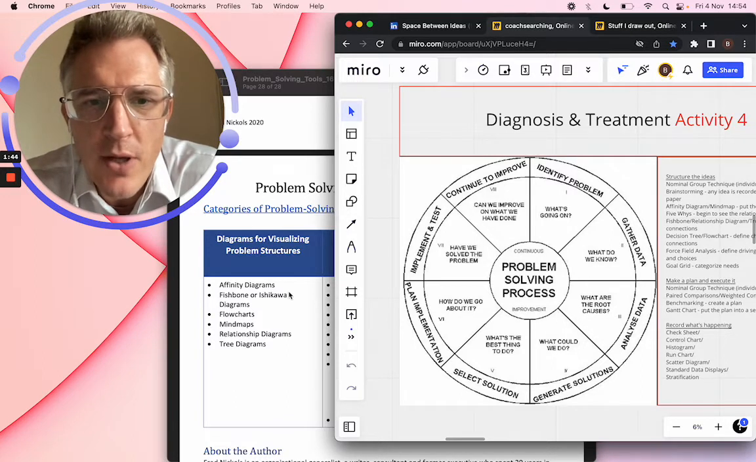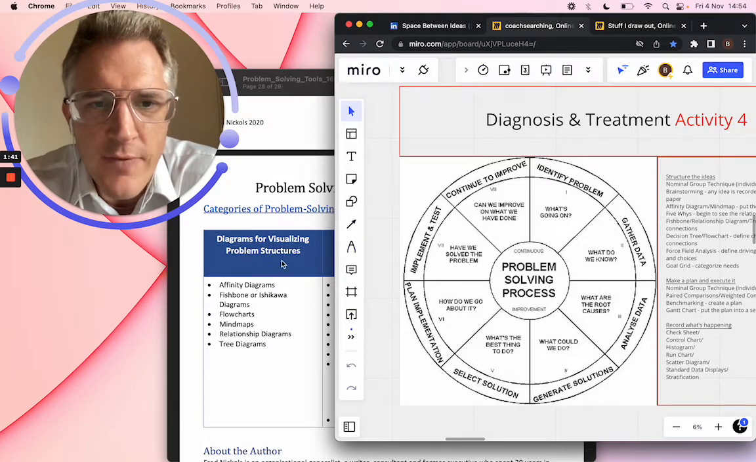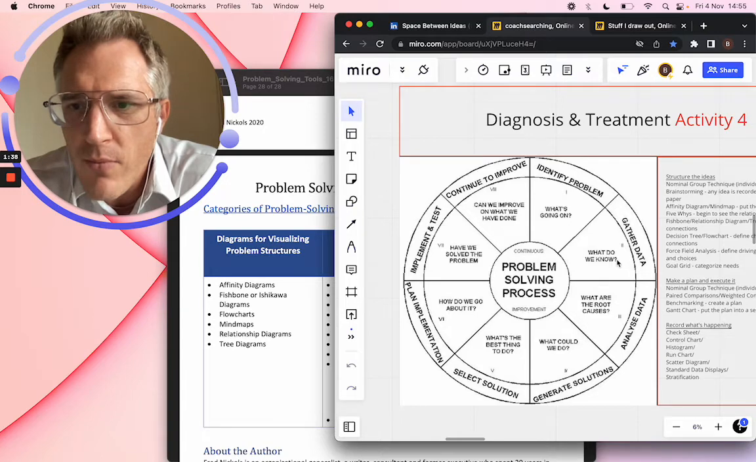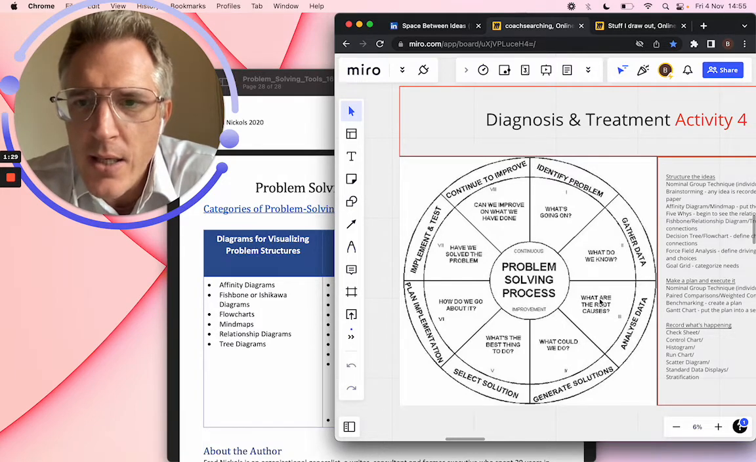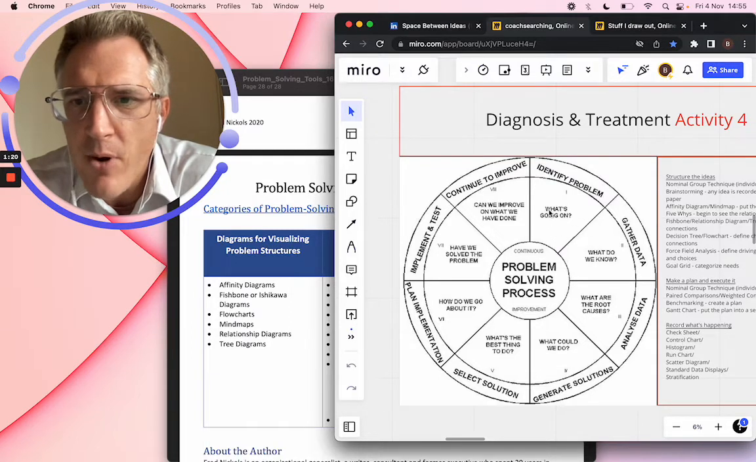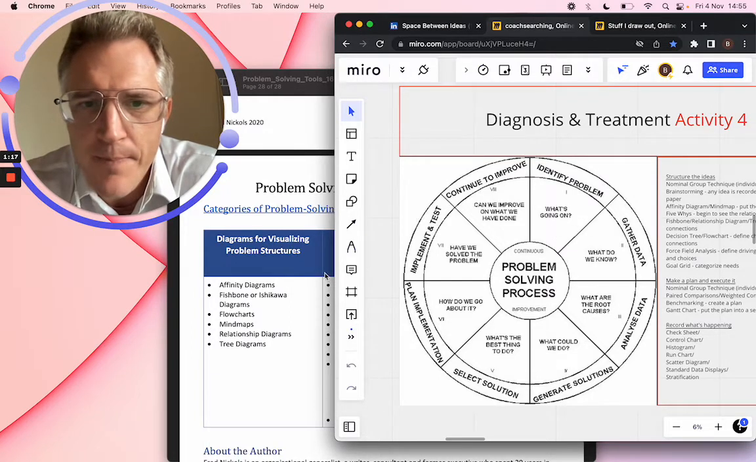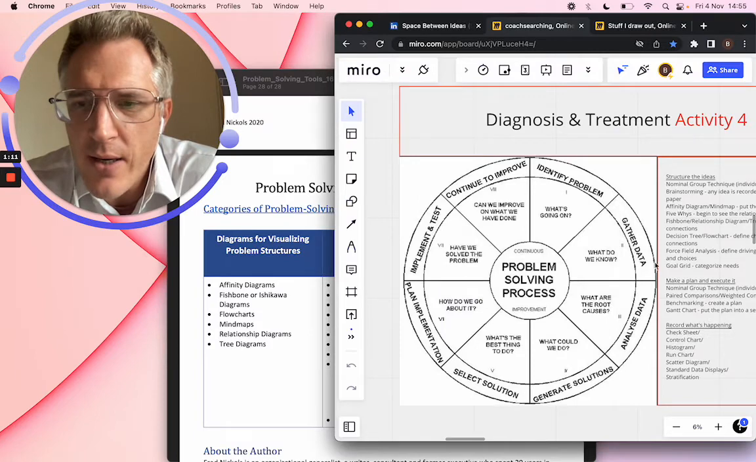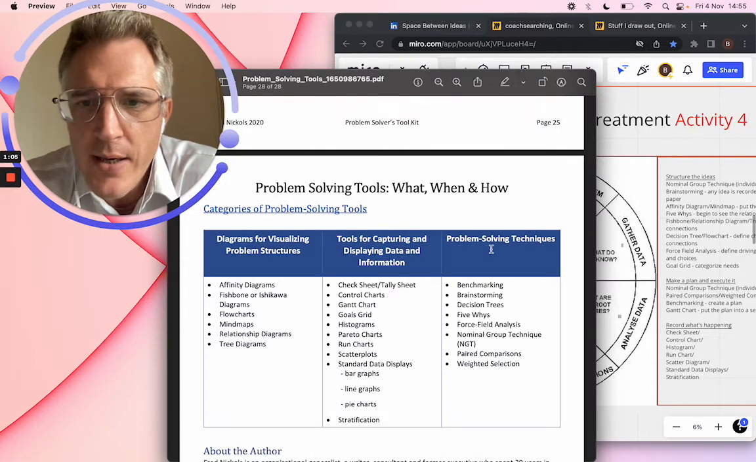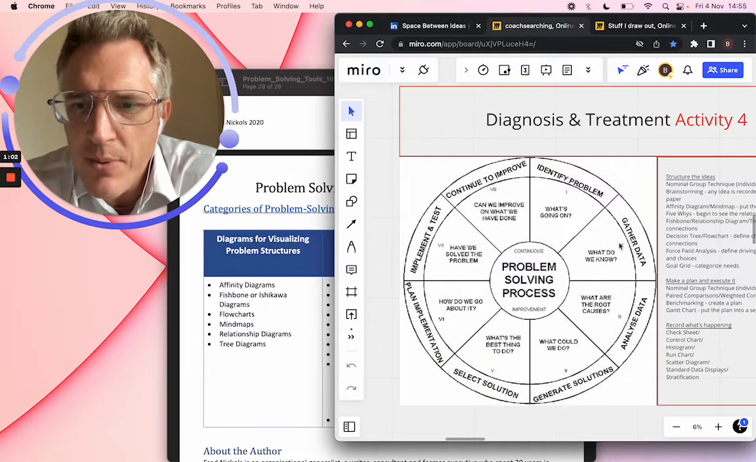And most of these problem solving tools, so if we talk about visualizing, structures for visualizing the problem, that's going to be probably here. So it's going to be, what are the root causes? So when we analyze the data, also here, identifying the problem. So these visualizing problem structures are going to pop up to identify problems and also to analyze the data. Now, obviously, tools for capturing and displaying data, that's going to be here in the gathering and also analyzing the data. And then the third area is here, the problem-solving techniques. That's going to be in here.